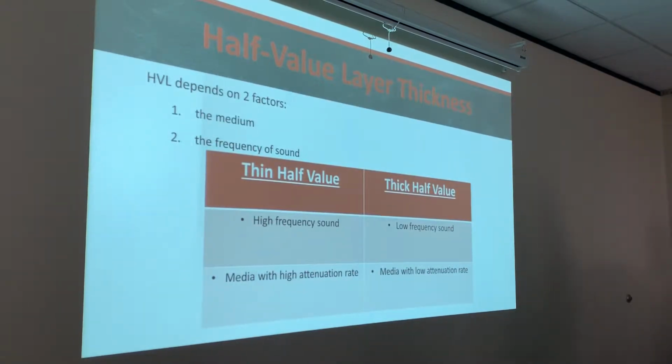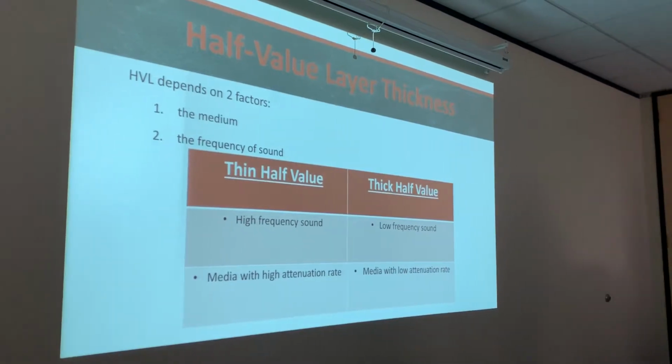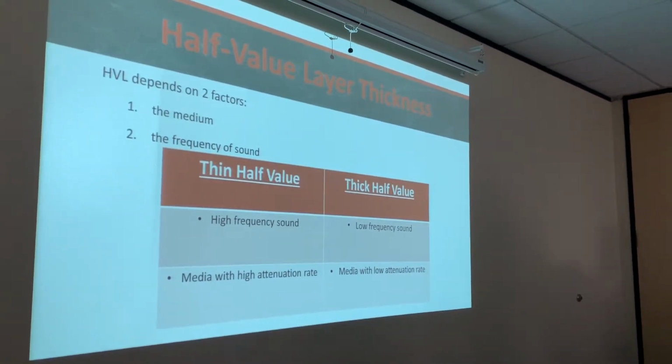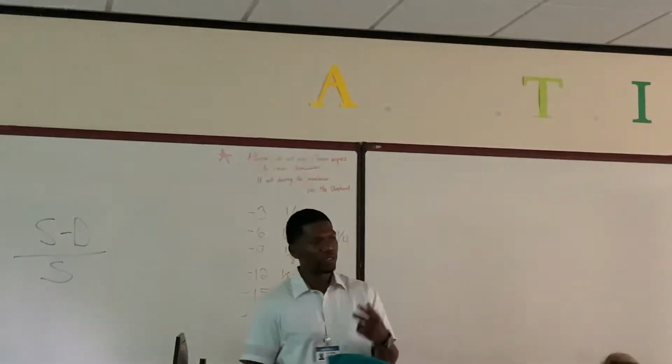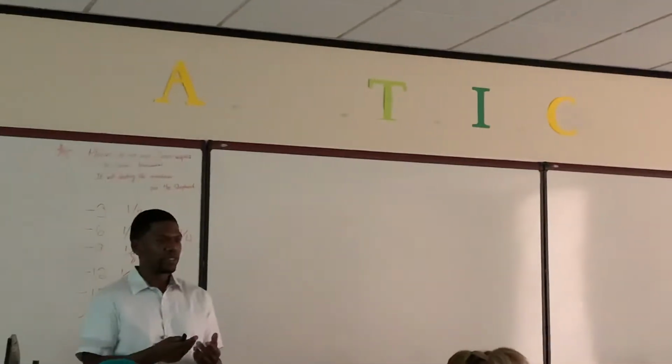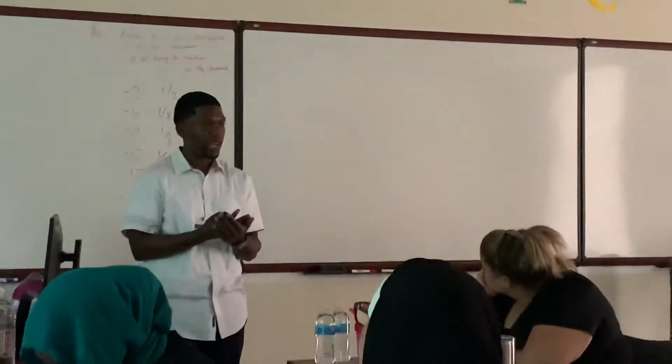Alrighty. So, half value layer thickness depends on 2 factors: the medium in which sound travels and the frequency of sound. A thin half value layer is associated with a shorter distance traveled. So, a thin half value layer is going to be associated with higher frequency sound, because we know that higher frequency is going to be absorbed or scattered a lot faster, right?